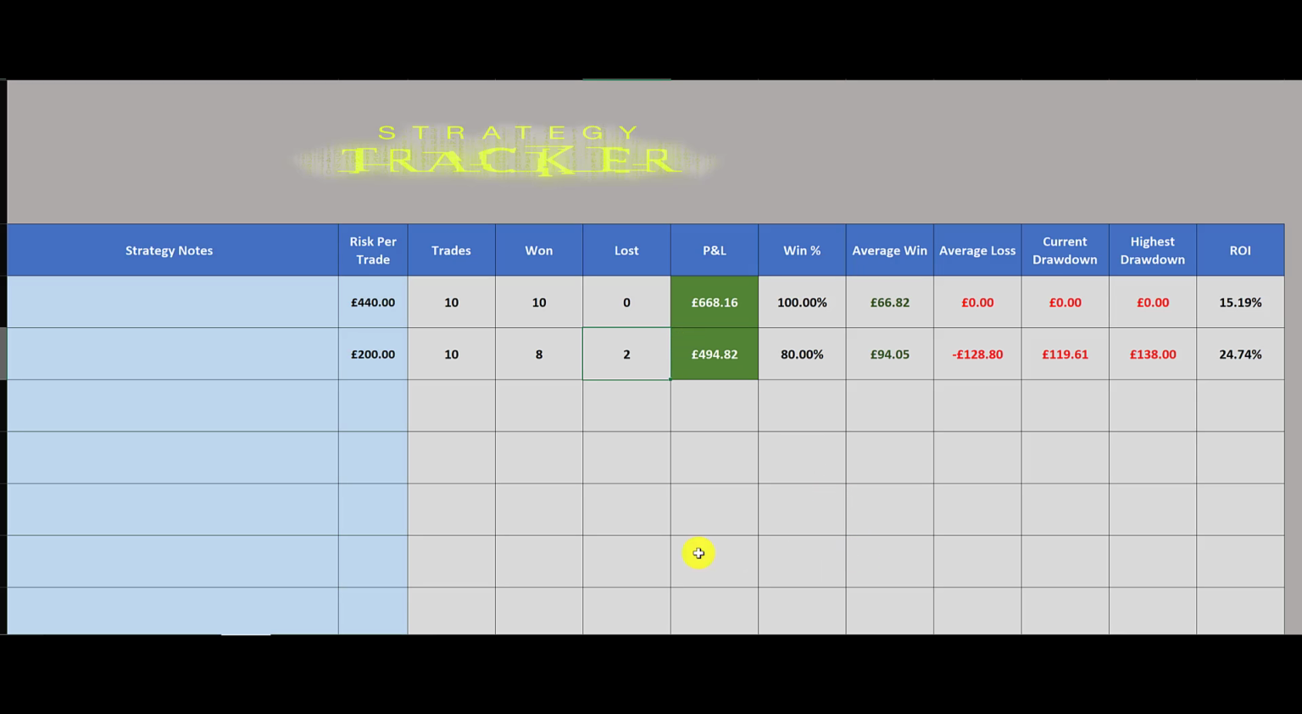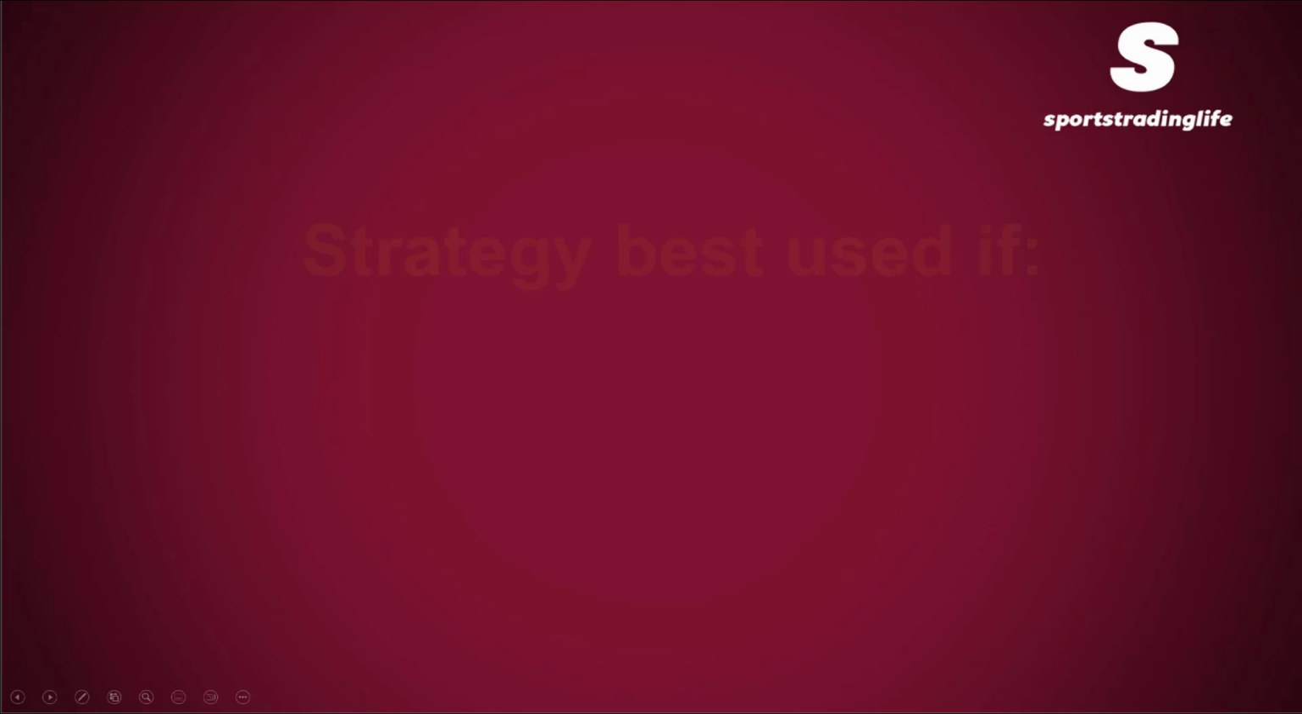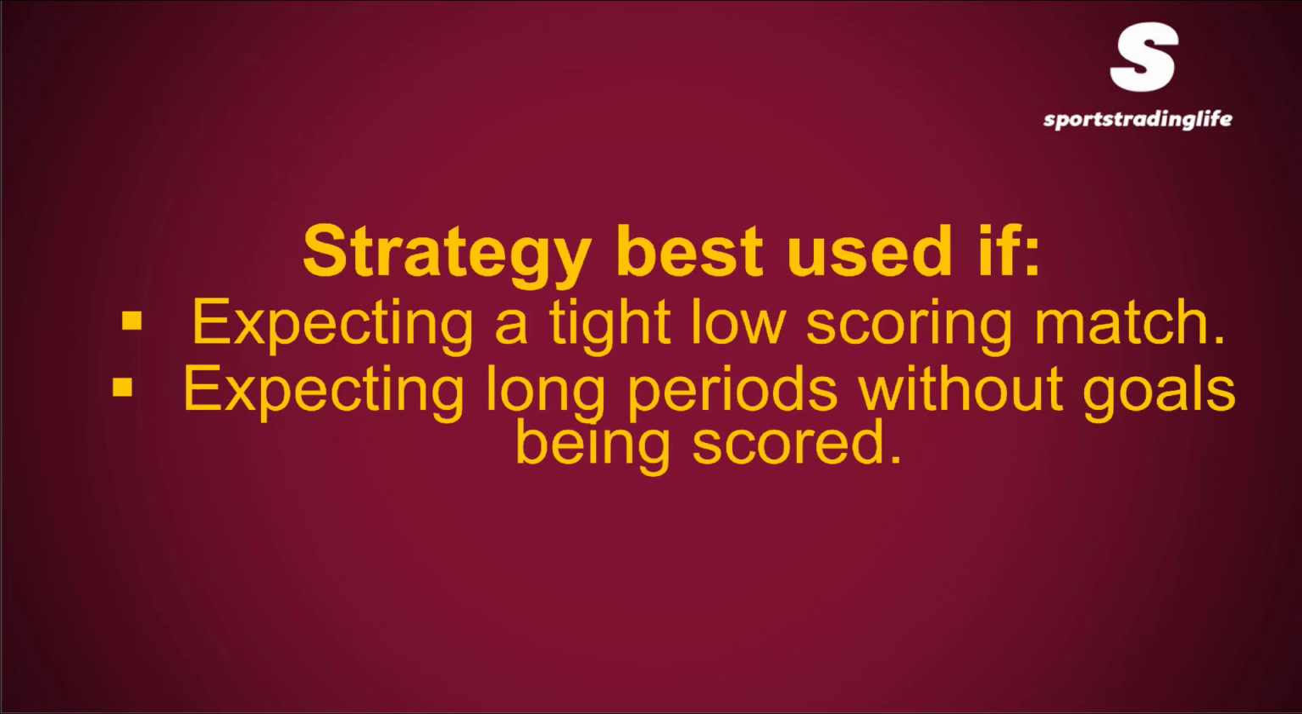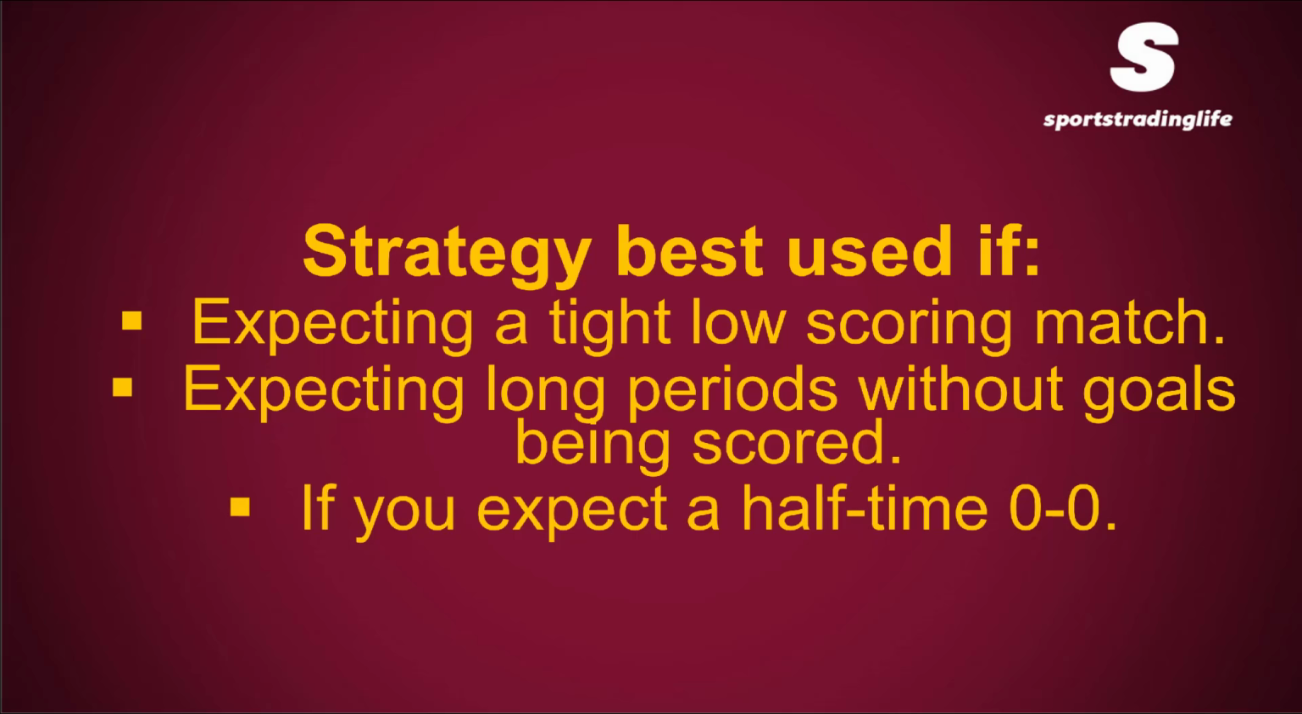So that pretty much wraps it up. And just to give you another warning again, if you want to test strategies, you've got to do a lot more than just the 10 trades. So keep in mind, this strategy is best used if you are expecting a tight, low-scoring match. You are expecting long periods without goals being scored, because as you've seen, we could still get an early goal and then still get out with a profit. And in some ways, the early goal actually benefits us. And also, if you are expecting a halftime 0-0, probably worth going for.